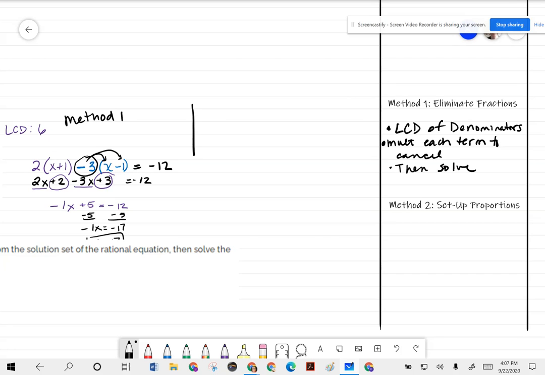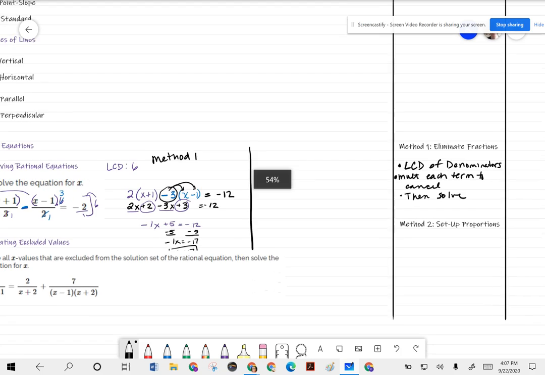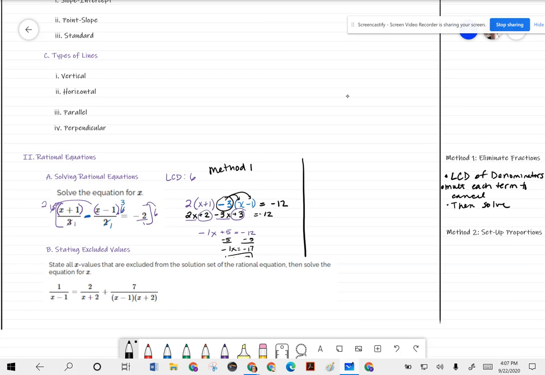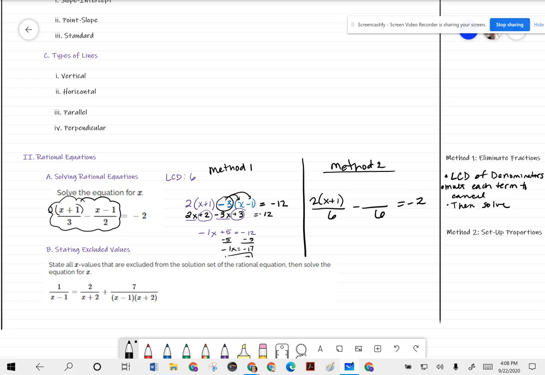Now let's look at method 2, which says to set up proportions. When I say set up proportions, we get the left side to be one fraction. So we would need our common denominator, which we've already figured out was going to be a 6. You're rewriting each fraction with that common denominator. So I'm going to have to multiply this one by 2. So I have 2 times x plus 1 minus, and then I multiply this by 3, so minus 3 times x minus 1.